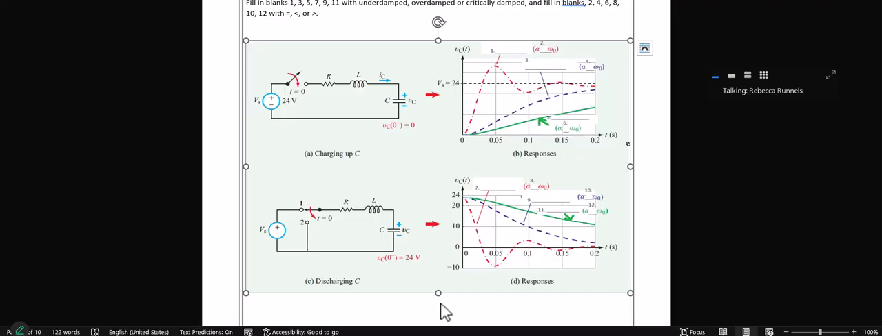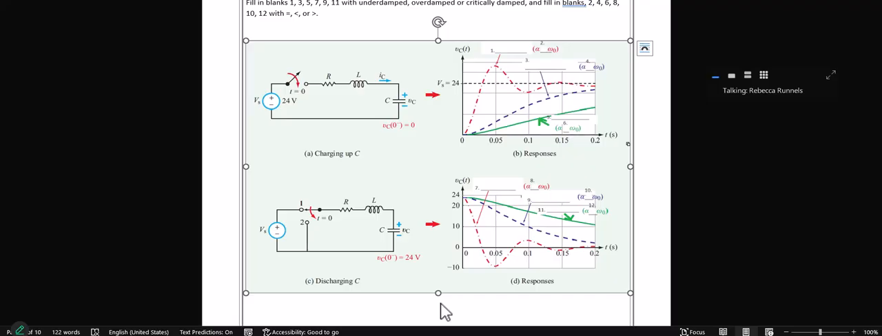And then number 3 is critically damped. Critically damped means that it's approaching its final value as quickly as possible, in the most efficient way. The blank for number 3, which is 4, is that alpha equals omega naught. So when you have alpha equal to omega naught, that means that you are critically damped.